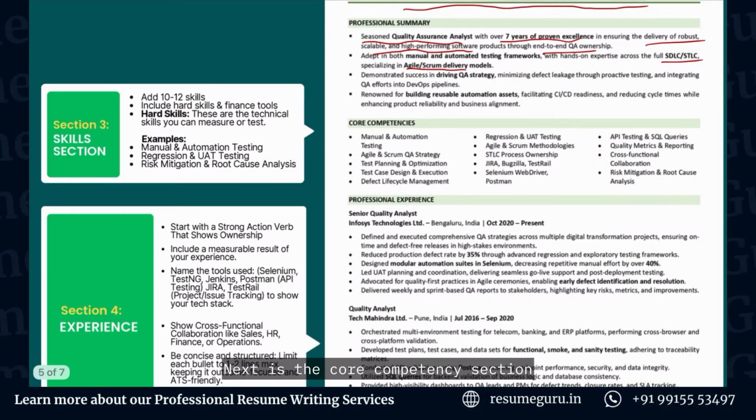Next is the core competency section. Core competency or skills mean nearly the same thing. This is where you add 10 to 12 skills that are relevant for the field that you're in. For this particular client, we have added things like manual and automation testing, agile and Scrum QA testing, test planning and optimization, test case design and execution, and other such keywords. Now, these keywords are very important for the field, and adding them not only makes it easier for the recruiter, but it also makes your resume more ATS compliant, as mentioned before.